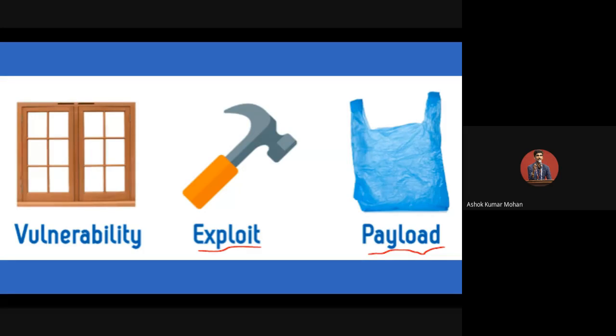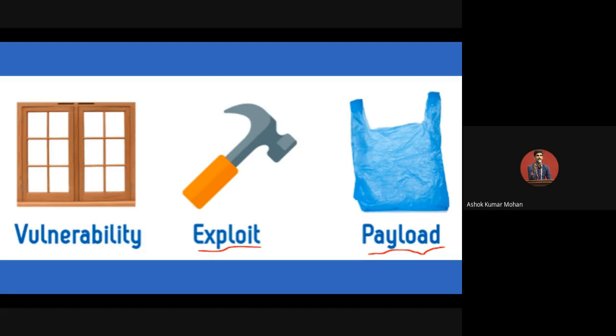Here the exploit is a hammer. How do I deliver the exploit? If I just throw a hammer in some place, people will feel suspicious. So I put it inside a cover, like a polythene cover, and throw it. When someone notices, it looks like just a cover flying, but inside there may be a hammer or a stone. So I am a threat to your house, a threat agent who is threatening you. You have a vulnerable window, that is your weakness, and I am going to drop an exploit hidden inside a payload.